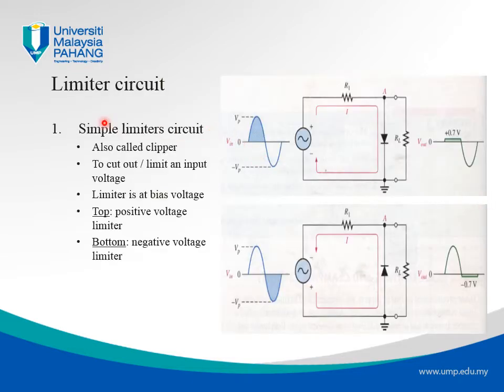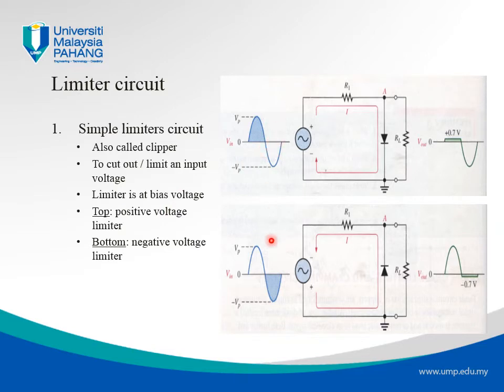So we'll start with the limiter circuit. In the simple circuits using a diode, there are two: the limiter circuit and the clamper circuit. What is a limiter circuit? A limiter circuit is sometimes called a clipper. Clipper means that it cuts out or limits the input voltage. So on the output voltage, you will see a limited input at a certain area, and the limit is set with a certain bias voltage as well.